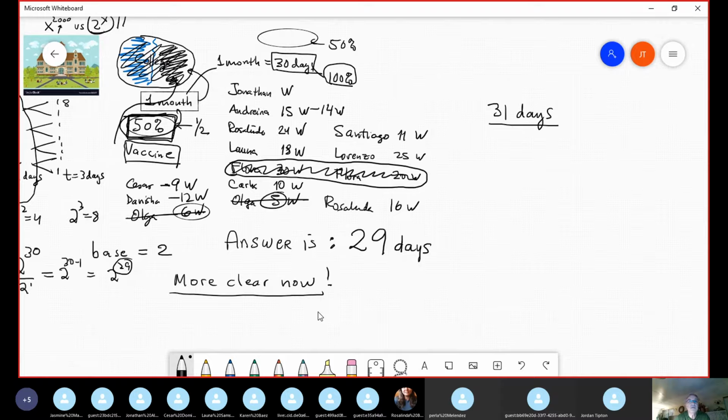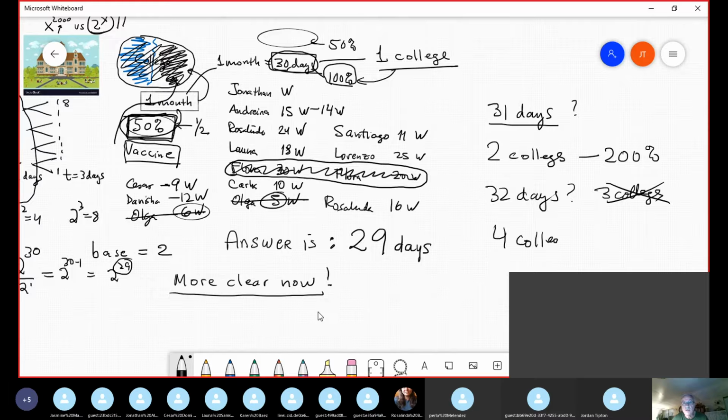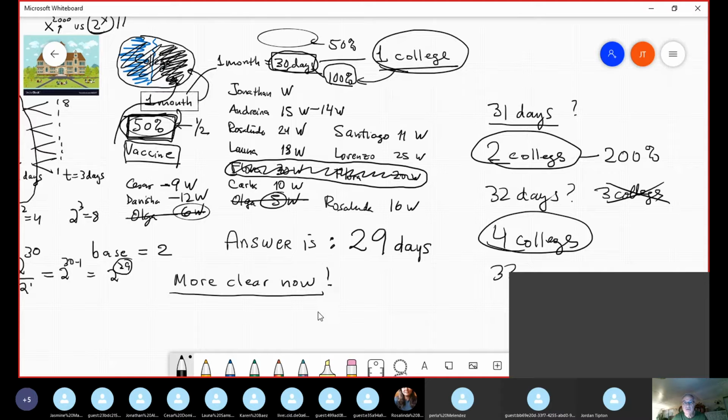At 30 days it was one college, the entire college, 100%. What happened at 31 days, one day after the month? 2 colleges, very well. 2 colleges can represent 200%. What about 32 days? 4 colleges. And what about 33 days? 8 colleges, very well. Duplicate. 1 college, 2 colleges, 4 colleges, 8 colleges.